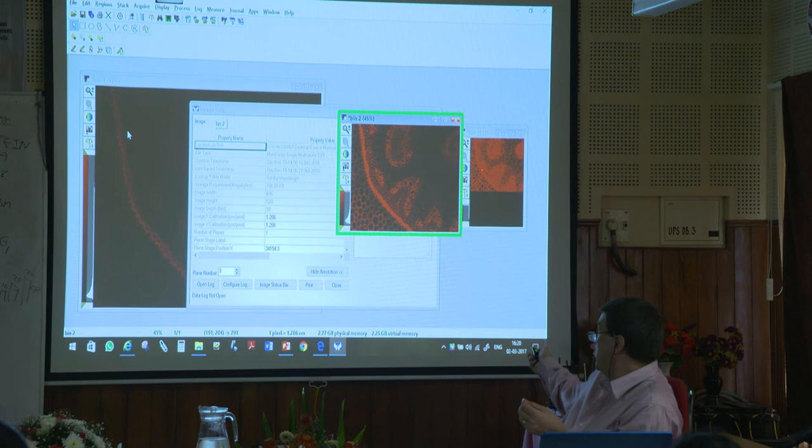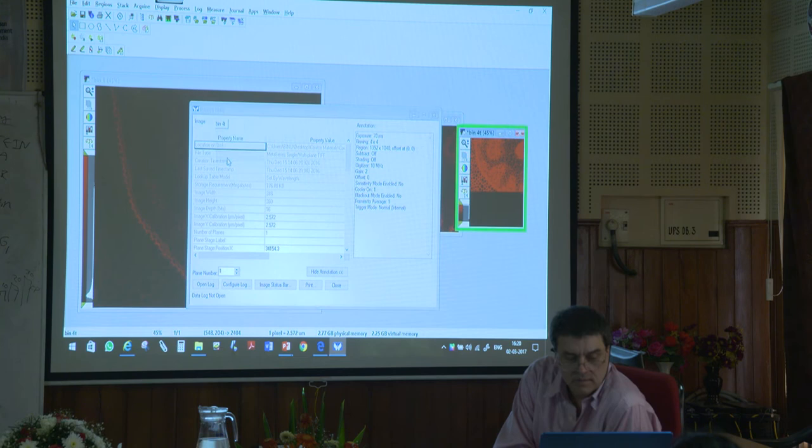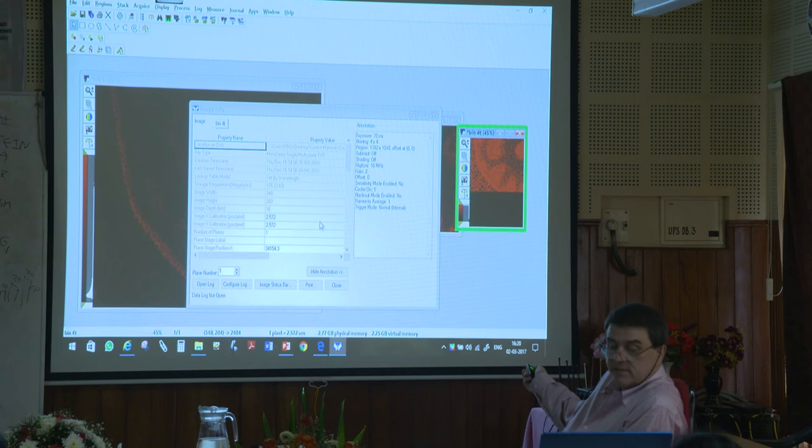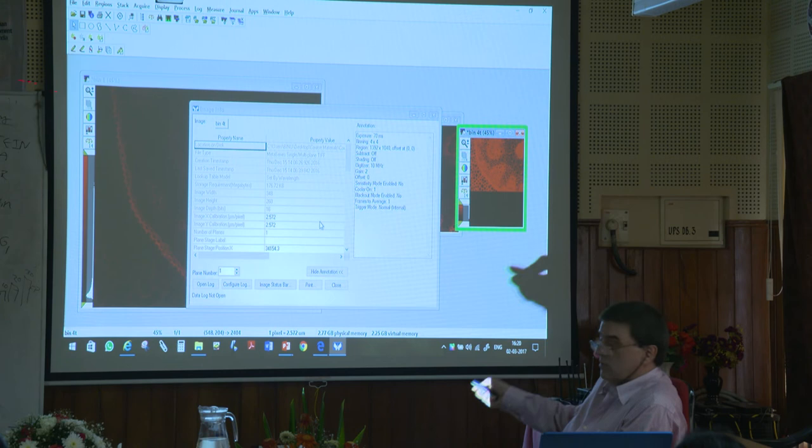Let's look at bin 4. How many pixels? You have 348 by 260, right? So you could dump that out to the computer much faster than a million pixels, okay? So binning is about going fast.